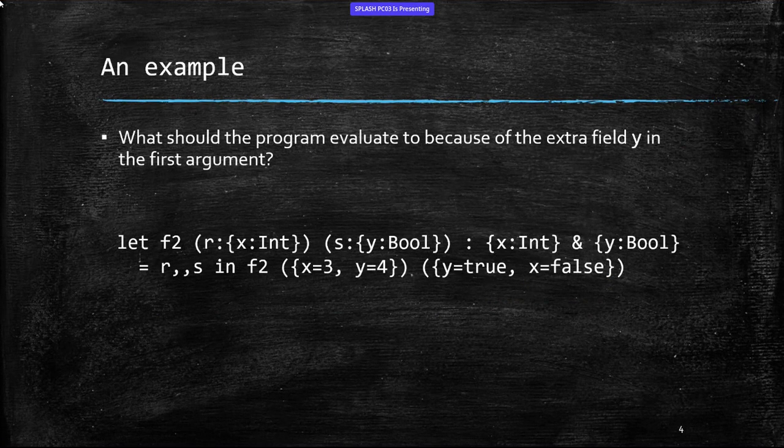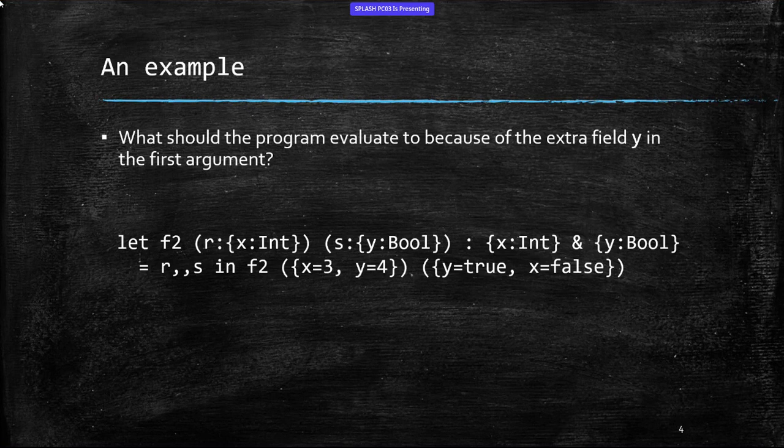For example, we have a program F2, which takes two parameters R and S of a single field record. The parameter R has the type of record of single field X of type int, and the parameter S has the type of record of single field Y of type bool. The result of this program is the merge of R and S, whose type will be an intersection of two single field records.